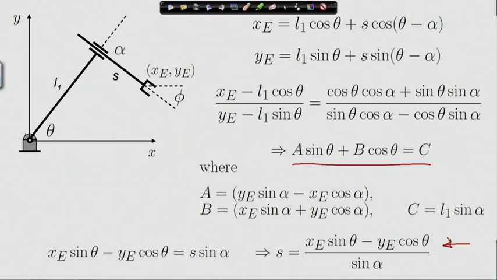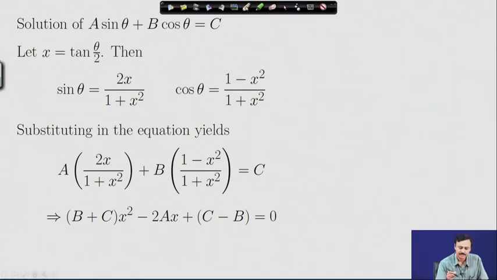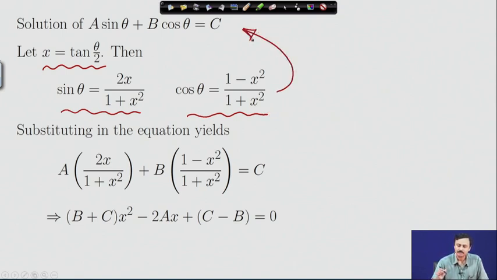So, we are left with the solution of this equation, a sin theta plus b cosine theta is equal to c. So, that is what we are going to look at next. Once again, as we have discussed, we make a substitution. We define a variable x as tan theta by 2 and we represent sin theta in terms of x and cosine theta in terms of x and substitute in our master equation and obtain this quadratic equation, from where we find the roots.